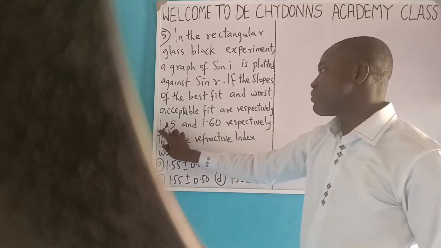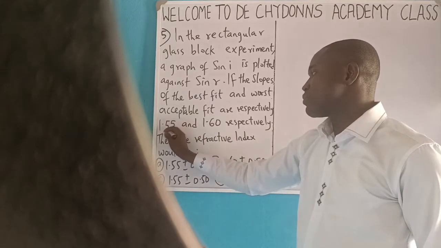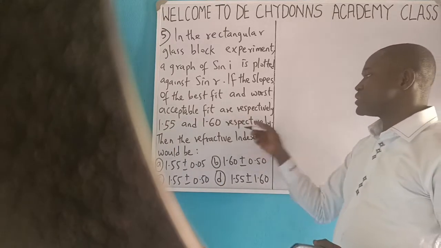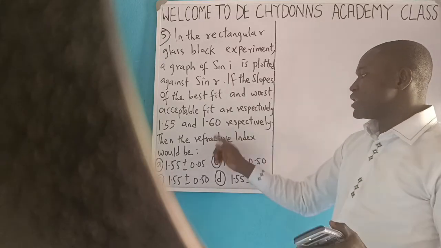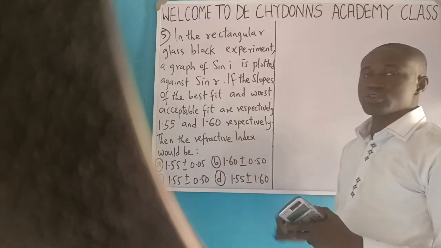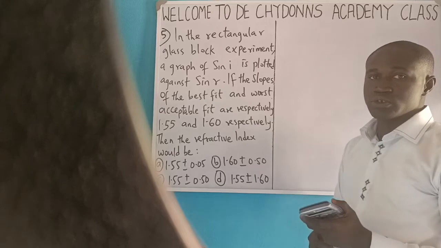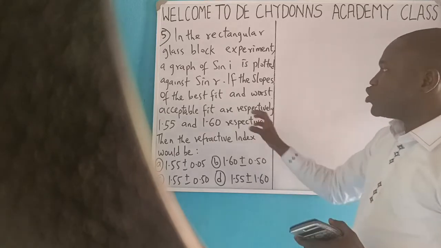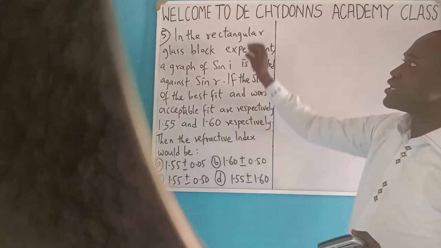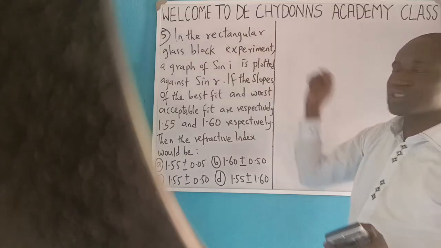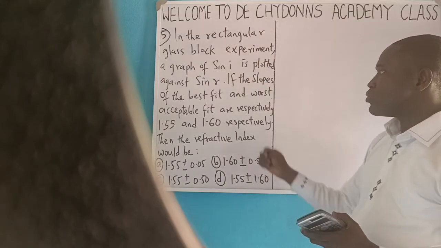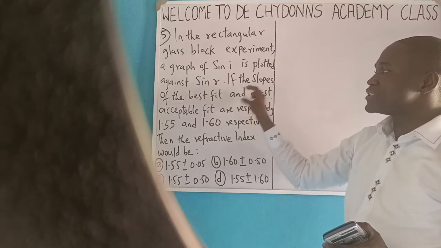1.55 and 1.60 respectively. Then the refractive index will be what? And we are given options. How do you solve this question? This question is from the rectangular glass block experiment. Now, we have been given the slope of best fit and worst fit.